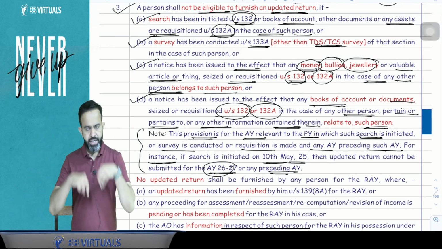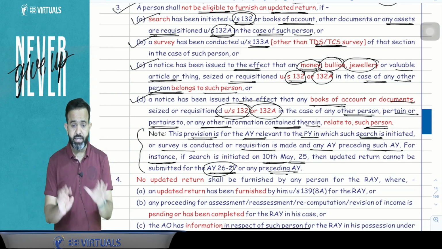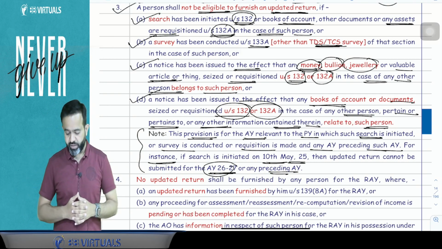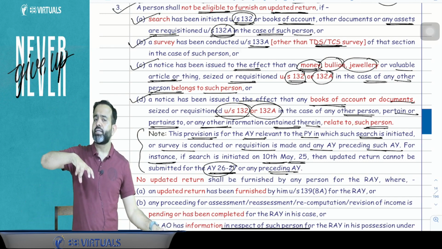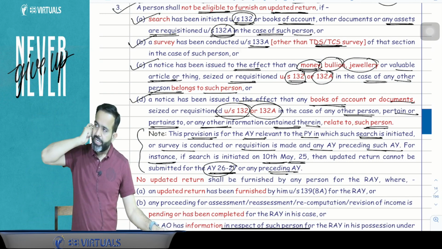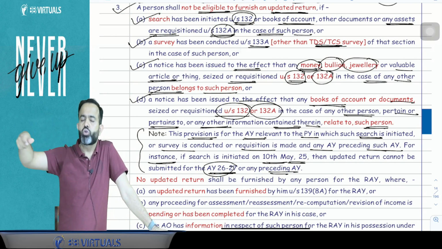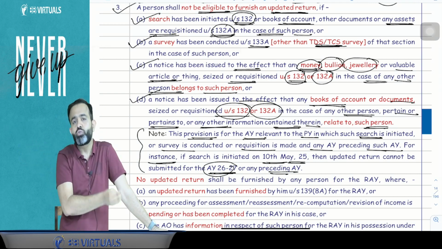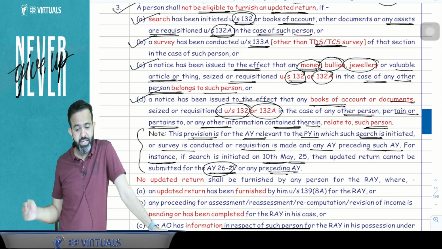So here I can say that these people cannot file the updated return. One is a raid conducted on any person; that person cannot file the updated return. Survey conducted other than a TDS TCS survey, you cannot file the updated return. Or suppose a raid is conducted in the case of any other person, but there any books of accounts, documents or any asset seized belong to, relate to, or pertain to you, then you cannot file the updated return for that year as well as any preceding year.